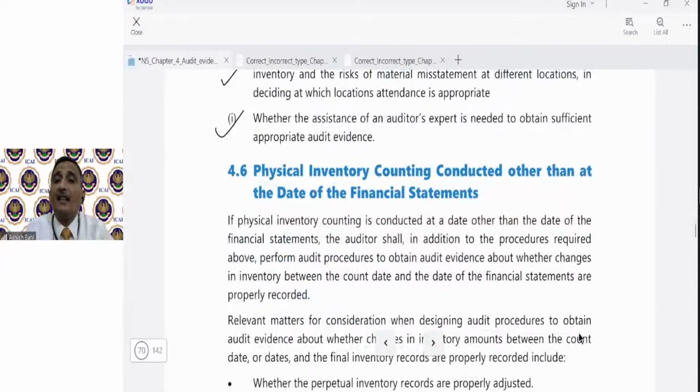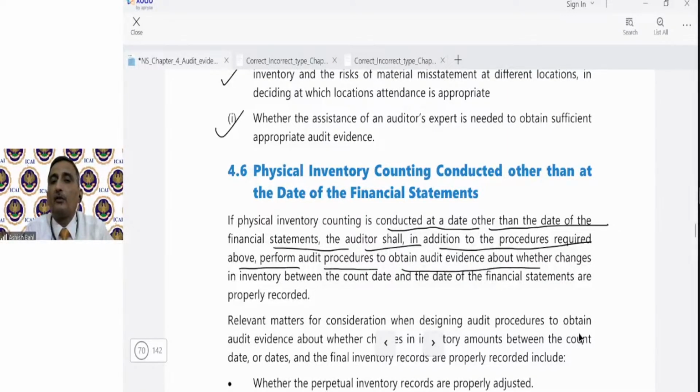And if the physical inventory counting is conducted at a date other than the date of financial statements, the auditor shall, in addition, perform audit procedures to determine whether changes in inventory between the count date and the date of financial statements are properly recorded.